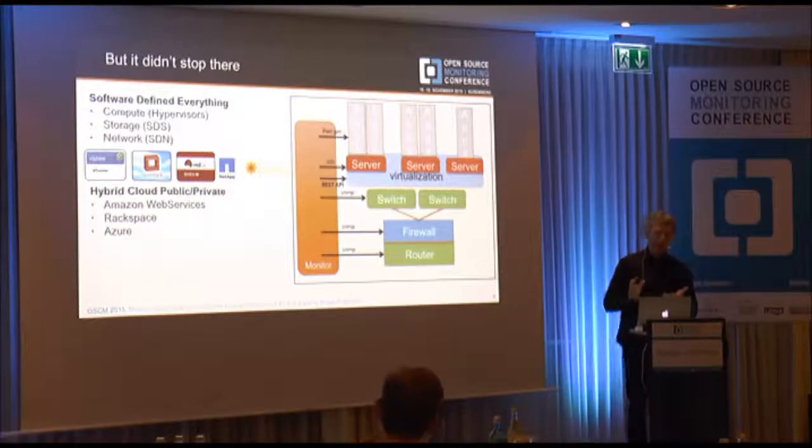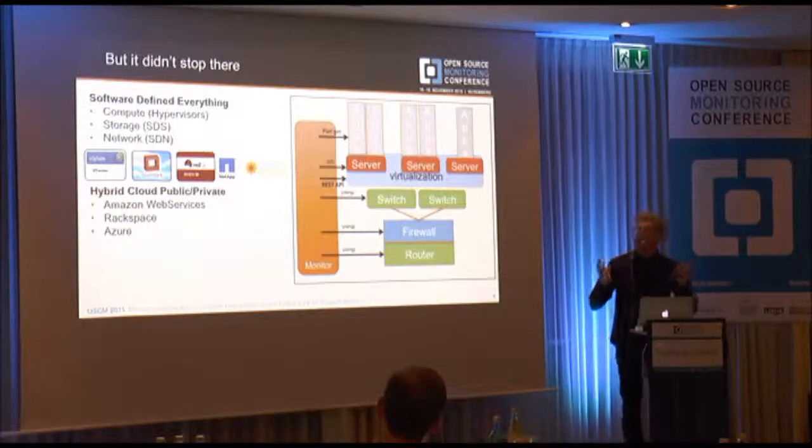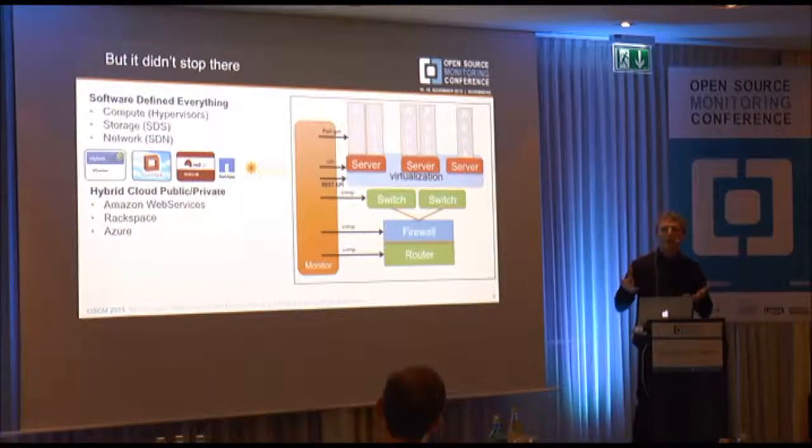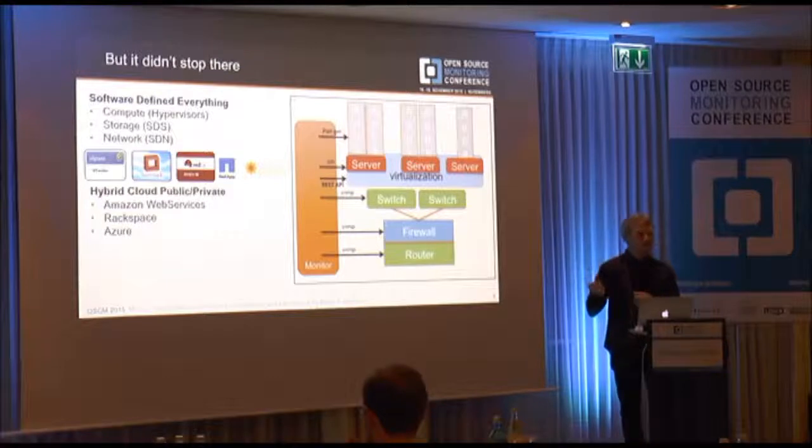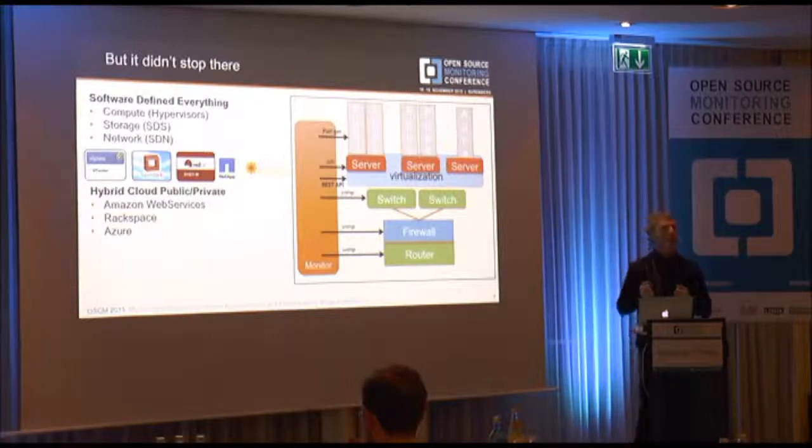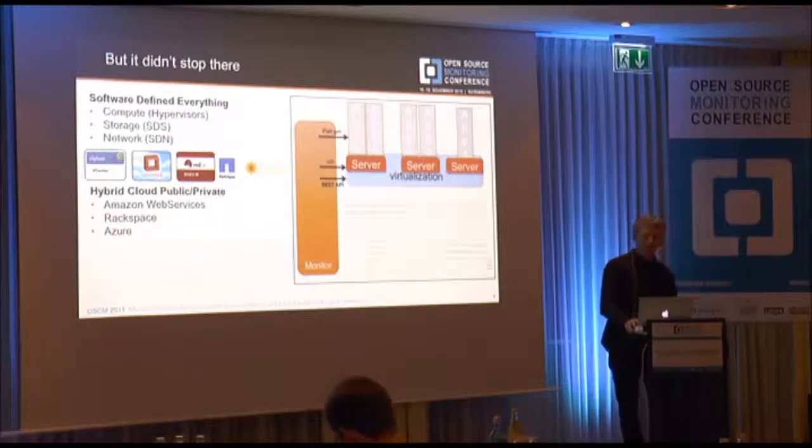And of course, then the public clouds are there too. So you have Amazon, Rackspace, Azure, all that. Now everything is virtualized. You get a virtual network, you get a virtual compute node, and storage as well. You don't manage it the same way as you did before. And that's what happens now.